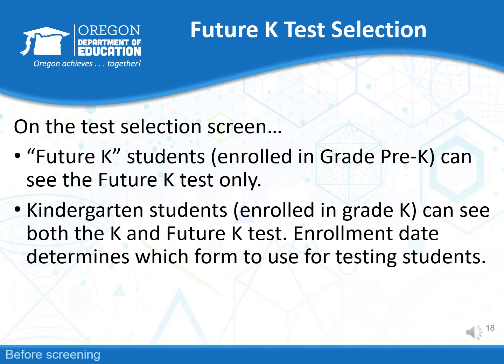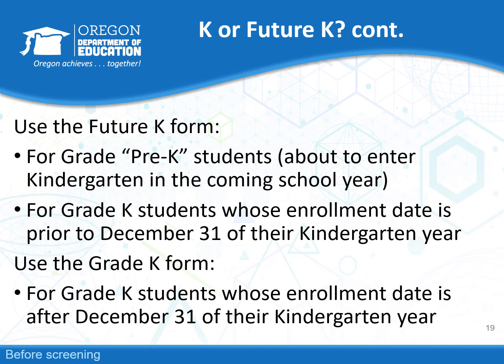During the Future K window, grade K students will see both forms available on their test selection screen. The TA will need to help them choose the correct form. Students who have not yet begun their kindergarten year always use the Future K form. Students who test on or prior to December 31st of their kindergarten year also use the Future K form, even if they are already receiving instruction in a kindergarten classroom. Students who test after December 31st of their kindergarten year use the grade K form.